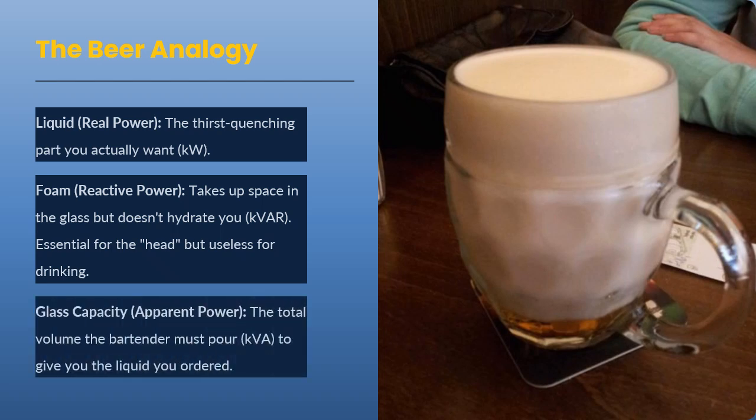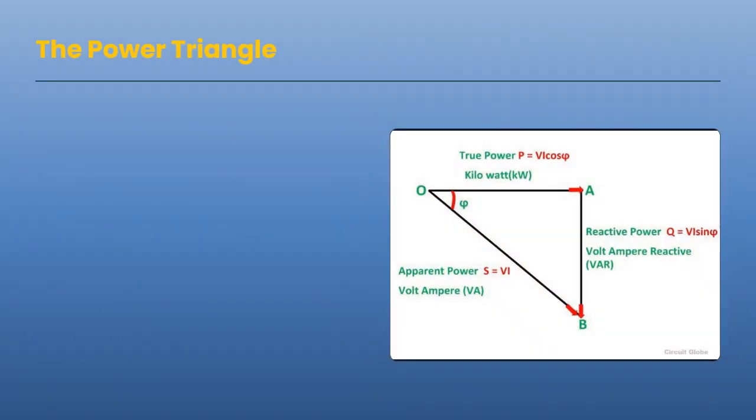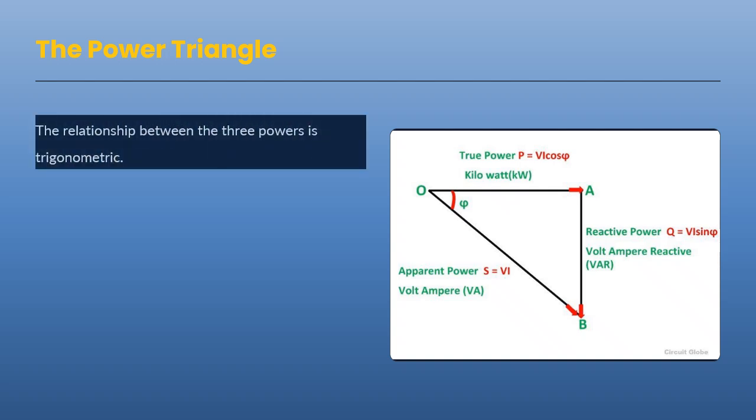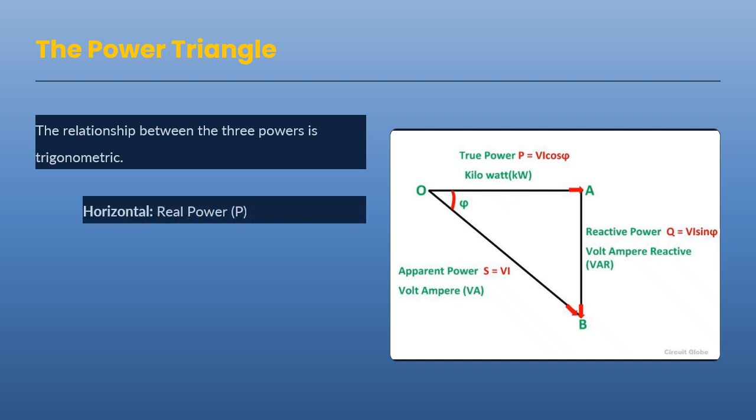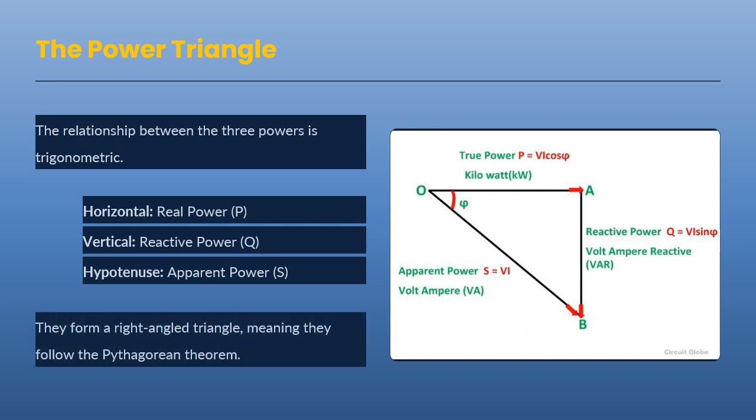The power triangle. The relationship between these three powers is not arithmetic, but trigonometric, and it's visualized through the power triangle. Real power, P, forms the horizontal, or adjacent, side. Reactive power, Q, forms the vertical, or opposite, side. Apparent power, S, is the hypotenuse. Because they form a right angle, their relationship strictly follows the Pythagorean theorem.